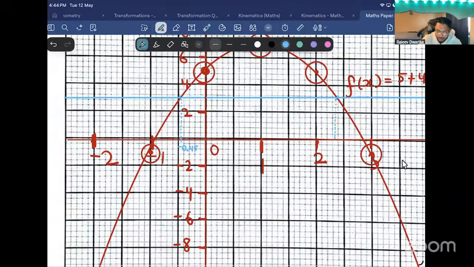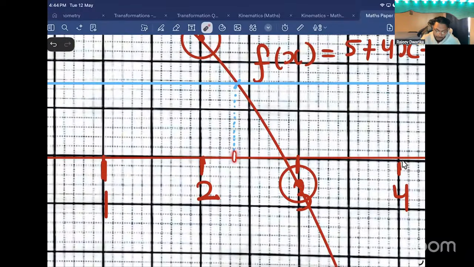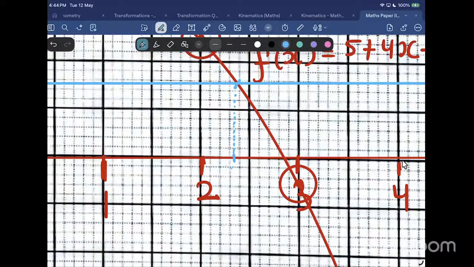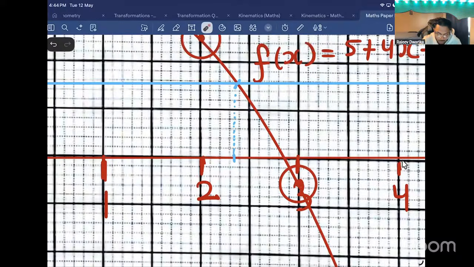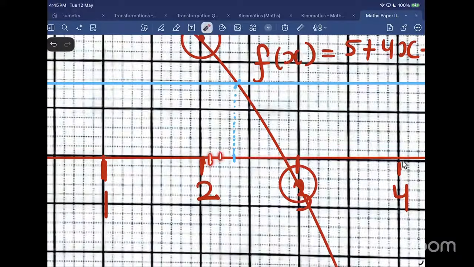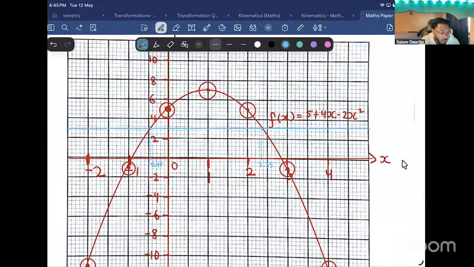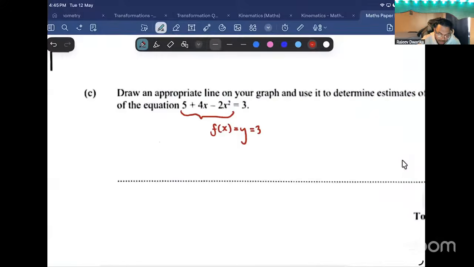Okay. Somebody help me with this one. That's looking like 2.3. 2.2, 2.3. Now here, everybody's answer is going to be slightly different. So if you got a different answer in the question, don't be scared. Everybody's graph might be drawn a little more wonky, a bit different. Don't be scared.